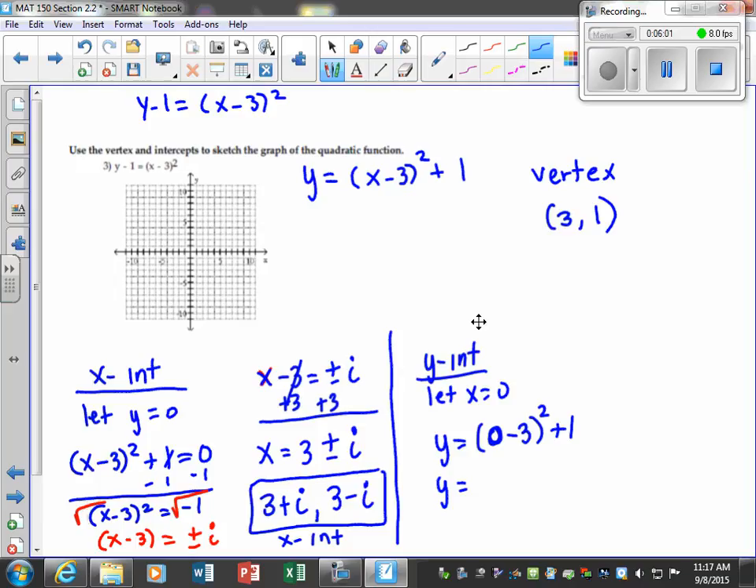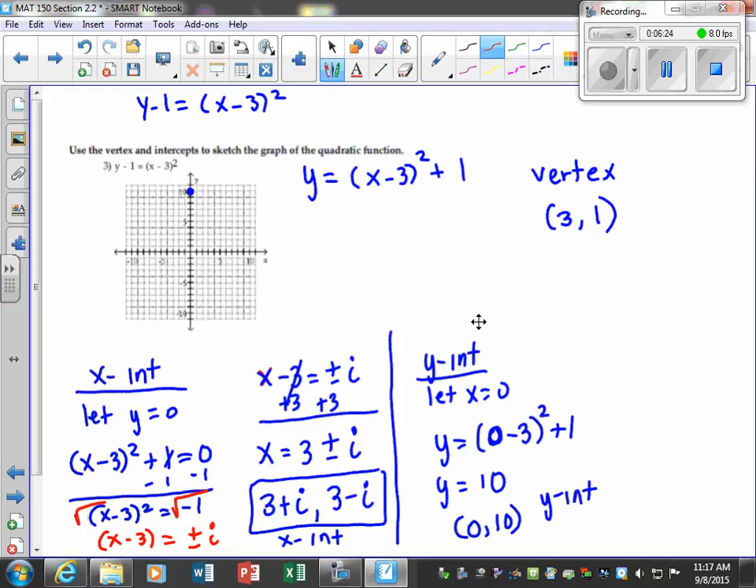Negative 3 squared is a positive 9. 9 plus 1 is just 10. Now, as an ordered pair, a y-intercept is the ordered pair like this. So this is where it crosses the y-axis. So let's go do a sketch. Y equals 10, so it's positive 10.